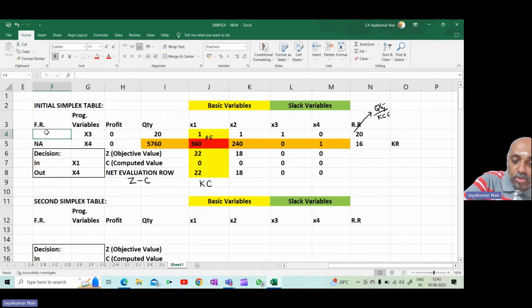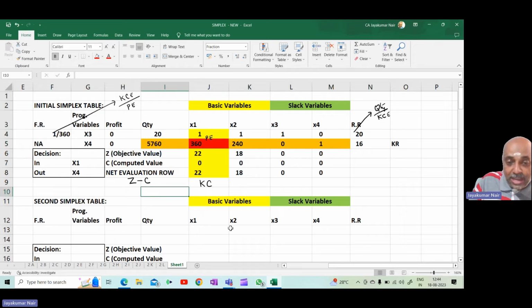For the non-key row, we have to find out the fixed ratio. How do you calculate the fixed ratio? It is the key column element divided by the pivot element. So how did I get this value? It is the key column element divided by the pivot element. In this case, the key column element is 1 and the pivot element is 360. Now in the table, always keep it in fractions. Do not convert it into decimals.